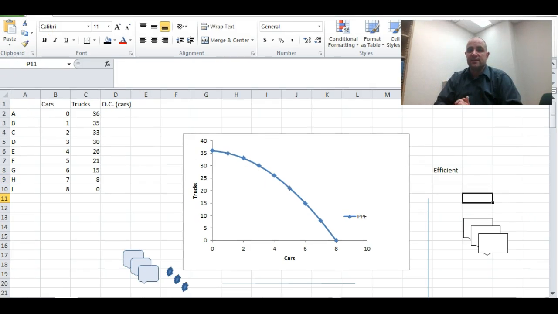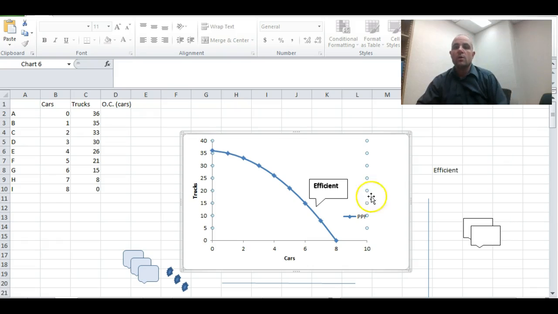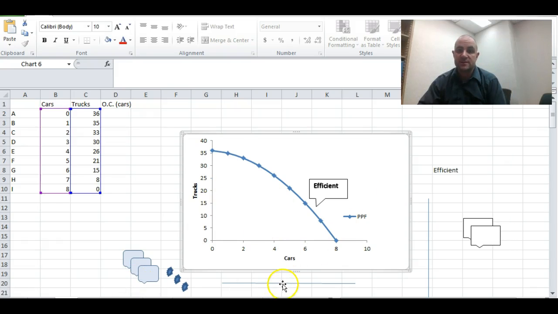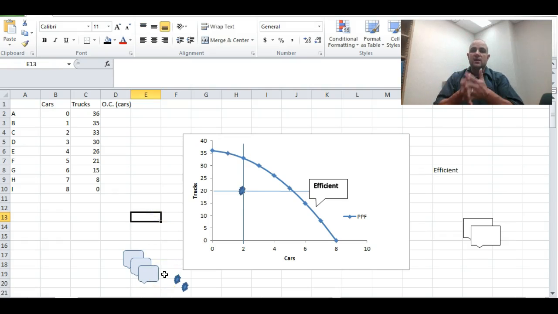While we say that any point that is on the production possibility frontier is efficient, what about these points inside? For example, let's say we were making 20 trucks and 2 cars. So we're at this point right here. At that point, we're making 2 cars and 20 trucks. With production efficiency, the idea is that we're doing the best that we can, we can't make more of one good without making less of another.